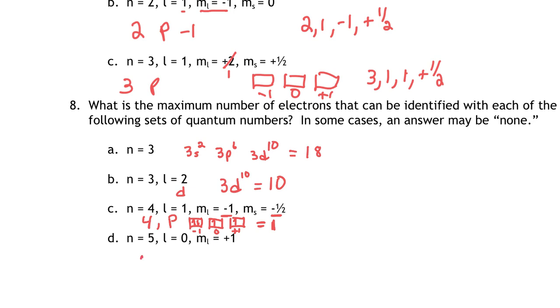All right, so we're in the 5th energy level. And our l is telling us that we are in the S block. And it tells us that our m sub l is equal to +1. Well, in an S block, we only have one orbital, and that orbital is a 0. So that can't exist. So the number of electrons that are in that orbital, none. It can't exist. Nope. So there are your final answers for this.